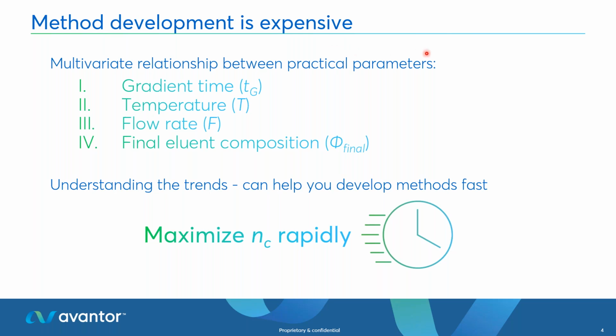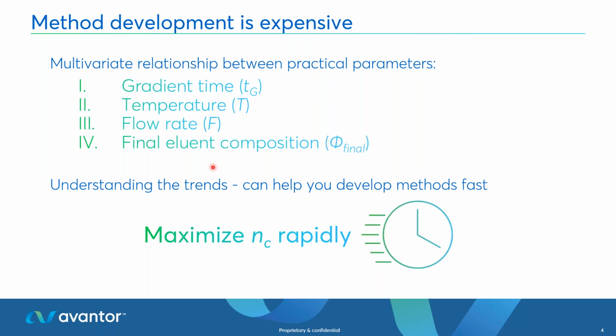And we have to, as separation scientists, appreciate that there is a multivariate relationship between all of the practical parameters that we have control over in the laboratory when we develop a method. That is gradient time, Tg, temperature, T, flow rate or velocity, which I'll symbolize as F, and also the final mobile phase composition, which I'll represent as V final.